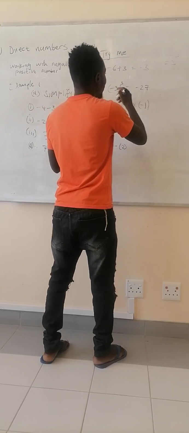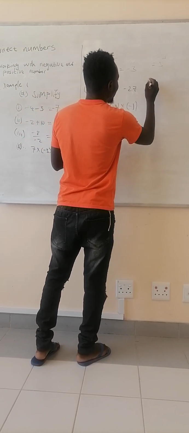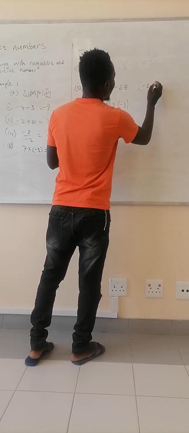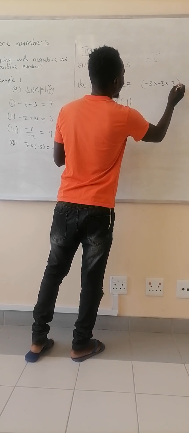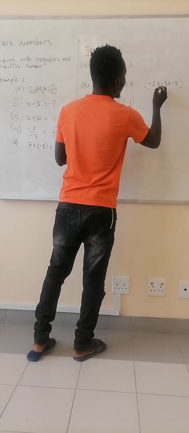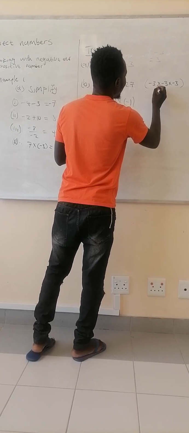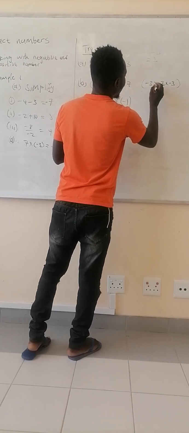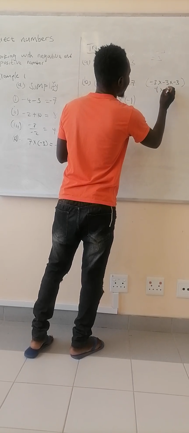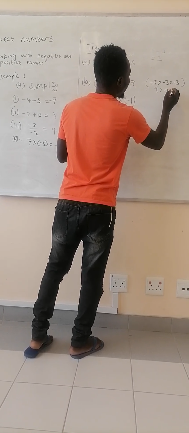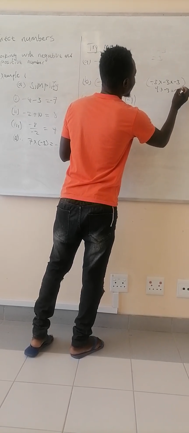And this is also simple. You do it like this: 3 times 3 times 3. 3 times 3 is 9. Then 9 times negative 3 is equal to negative 27.